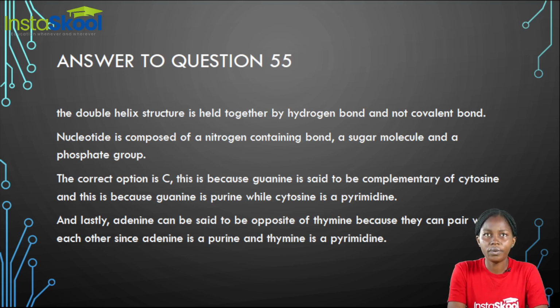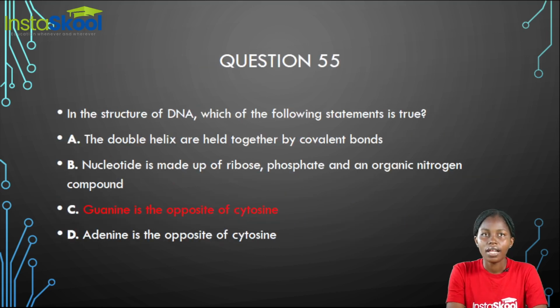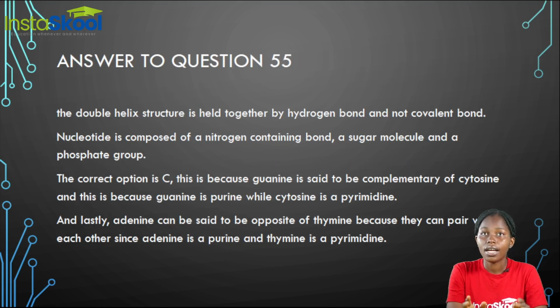Now, what about the base pairing? Usually, guanine is a complementary of cytosine. This is because guanine is a purine and it pairs up with cytosine, which is a pyrimidine. Lastly, adenine is a complementary of thymine, because as guanine is pairing to cytosine, adenine is pairing to thymine, because adenine is a purine while thymine is a pyrimidine.